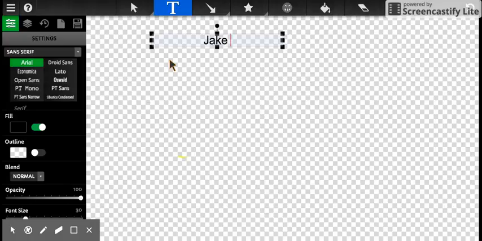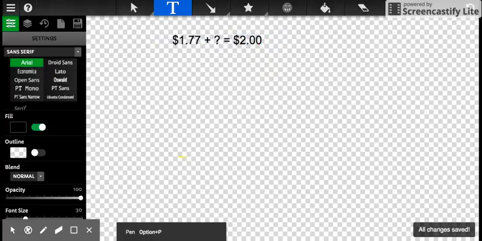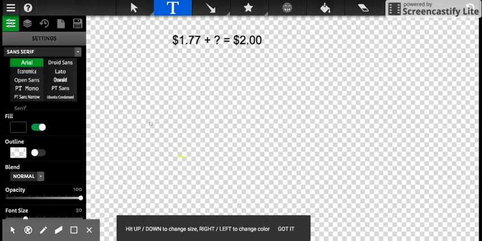So we know that altogether Jake has $1.77, and he's trying to add some amount to get up to $2. That amount we don't know, so I'm just going to put a question mark here. Okay, so yeah, Jake has $1.77, and we have to add some amount, and we know that altogether he's trying to equal $2. He's trying to have $2. So you can do this a couple ways. First way I would recommend is a number line.